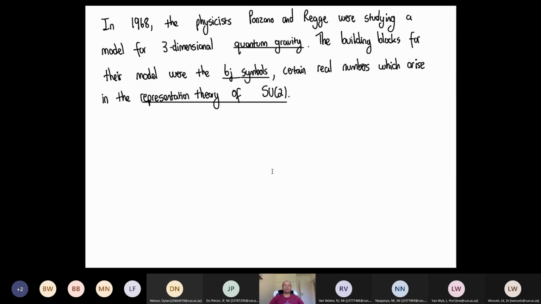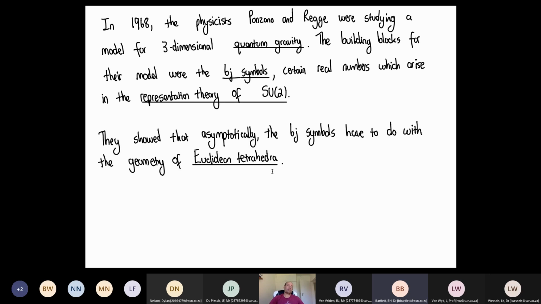So yeah, the physicists Ponzano and Regge were studying a model for three-dimensional quantum gravity, and the building blocks for their model were the 6j symbols, which are certain real numbers which arise from the representation theory of SU(2). This is stuff that I'm interested in. It falls under mathematical physics and topology. Zaganya, who was just speaking now, is my PhD student, and he's working on this. And Hasana, my other PhD student, is also working on 6j symbols. They showed that asymptotically, the 6j symbols have to do with the geometry of Euclidean tetrahedra. That is quite interesting.